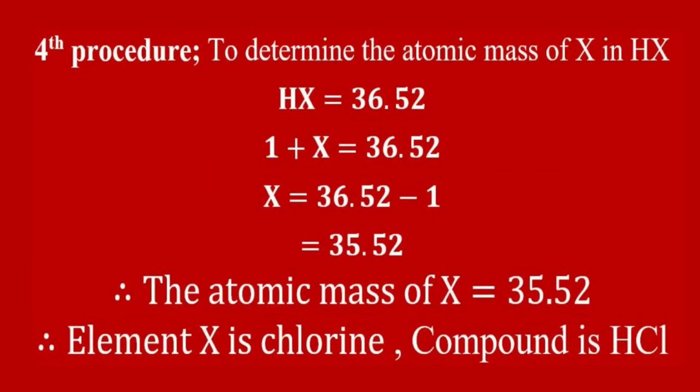Procedure number 4 is to determine the atomic mass of X in HX. So we get relative atomic mass from molar mass. The difference between the molar mass and the relative atomic mass is that the relative atomic mass doesn't have an SI unit within its value. So we take the molar mass, remove the SI unit, and that is the relative atomic mass. So HX is equal to 36.52. Minus 1, so X is 35.52. According to the value, the atomic mass of X is 35.52.